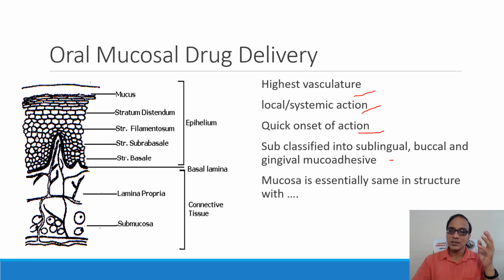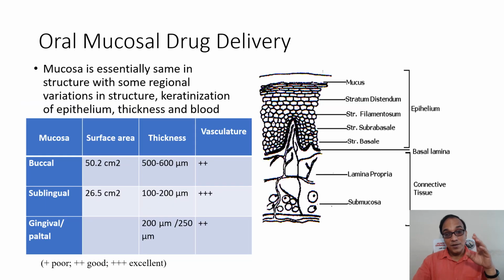The mucosa is divided into epithelium, basal lamina, and connective tissue. The mucosa is essentially the same in structure. You will find three layers everywhere, with some regional variations in structure, keratinization of epithelium, thickness, and blood flow. So some regional variations may be there.